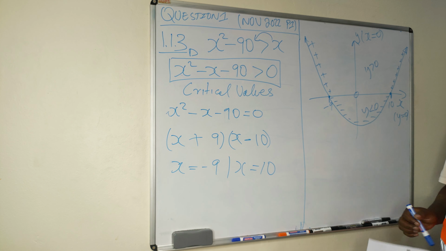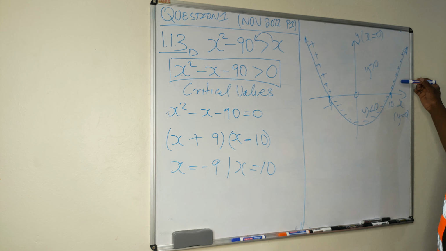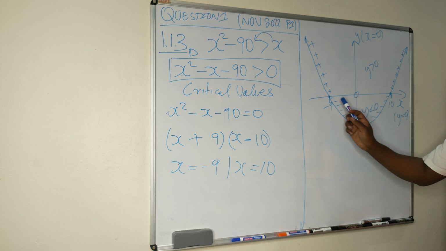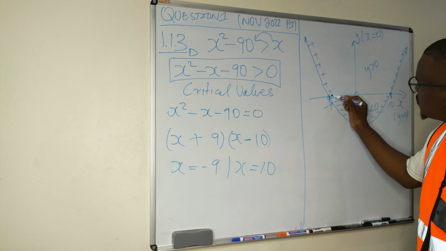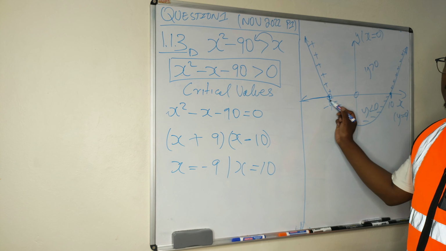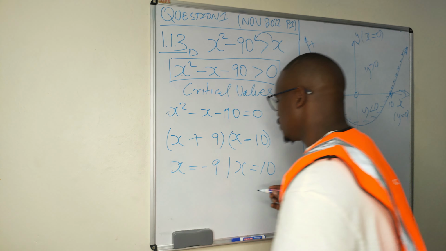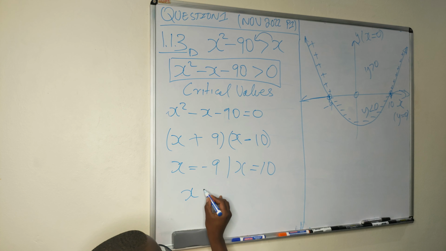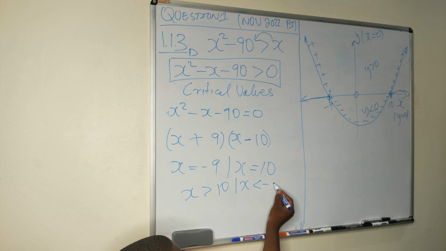So you want where your equation is greater than 0, where it is positive. It's positive here and there, right? So what are the values of x then? So it's these values here. You can say the values in this direction, those values are less than minus 9, and the values in that direction, those values are greater than 10. So your x values, x is greater than 10, or your x is less than minus 9.